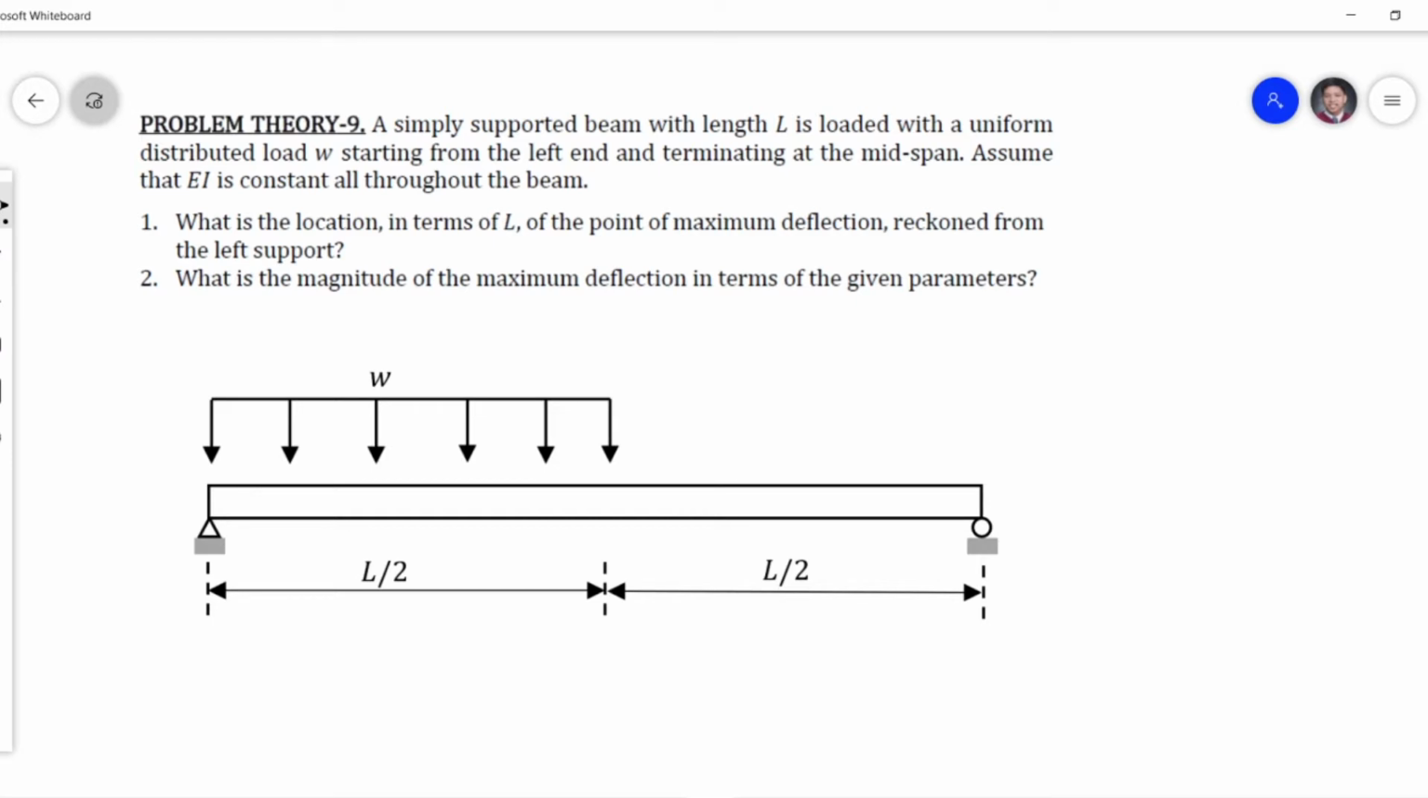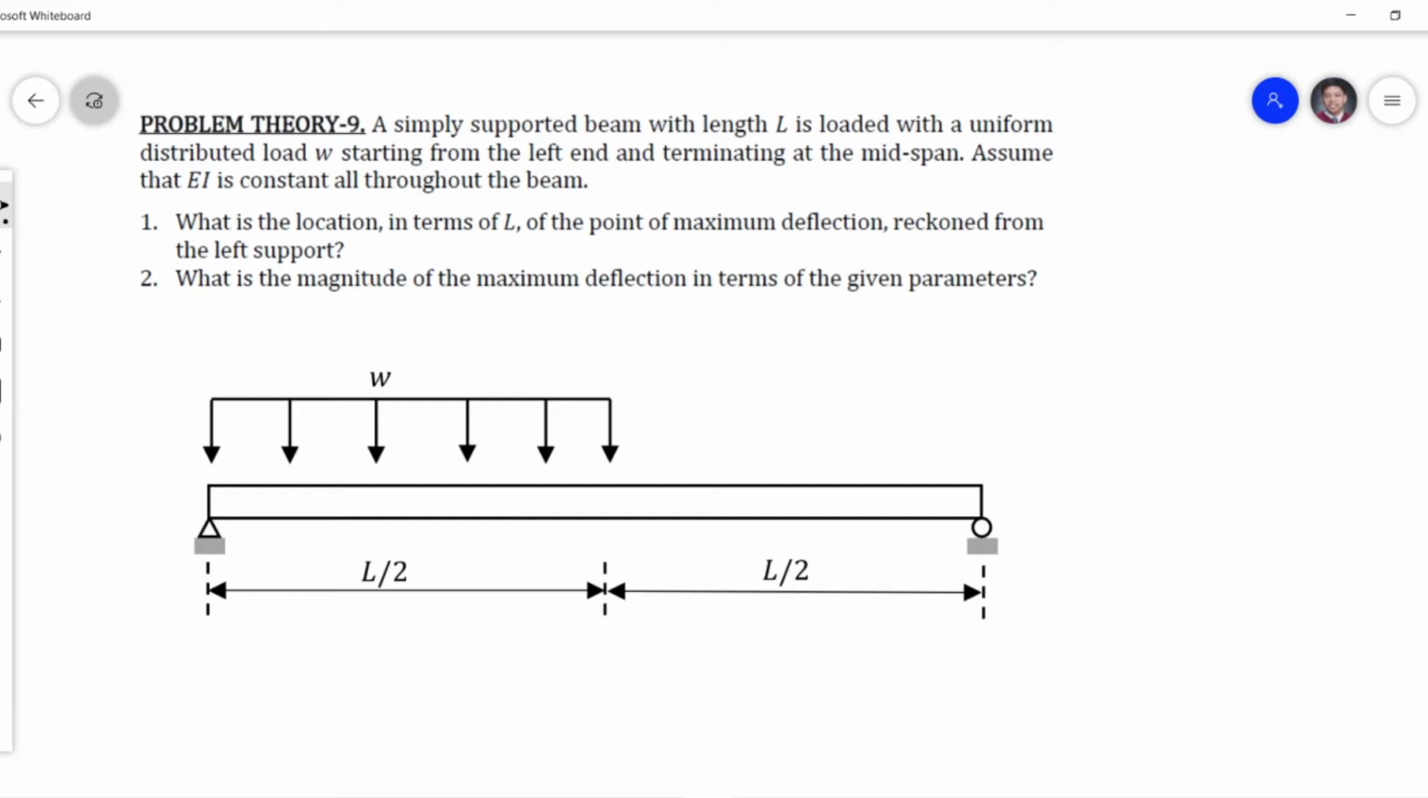A simply supported beam with length L is loaded with a uniform distributed load starting from the left end and terminating at midspan. Assume that EI is constant all throughout the beam. Tanong sa atin una, what is the location in terms of L of the point of maximum deflection reckoned from the left support? And second, what is the magnitude of the maximum deflection in terms of the given parameters?